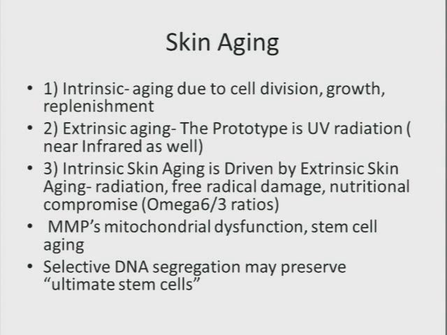Extrinsic aging. In skin, the prototype is UV radiation and near-infrared. This is from the sun. But we can simplify this and simply say radical oxygen species that are not able to be quenched. That's extrinsic aging. It's also intrinsic aging. Some of the cells do this on their own. Now, what are the things that cause this?